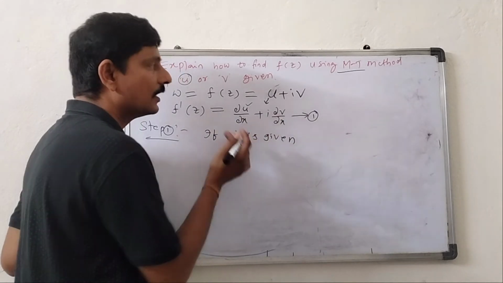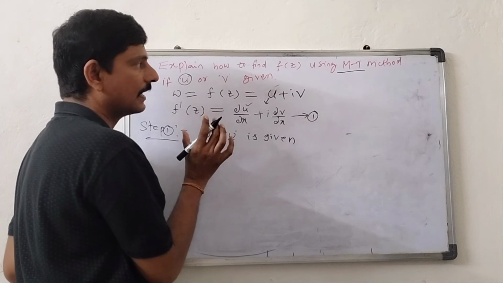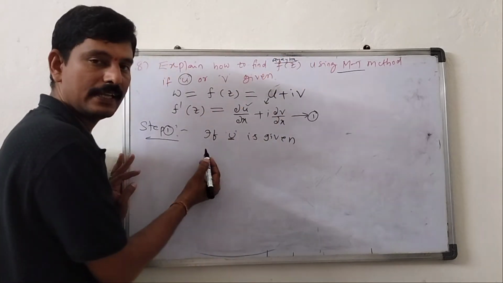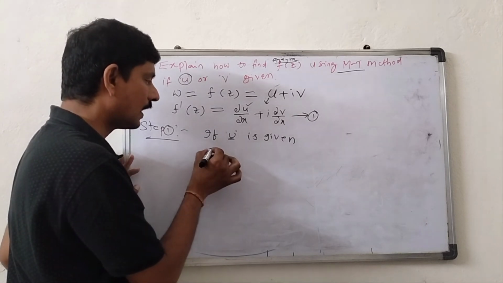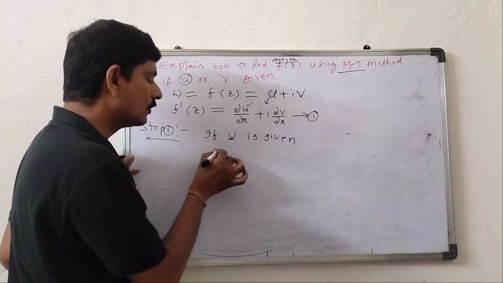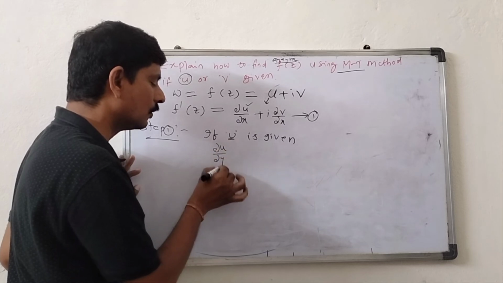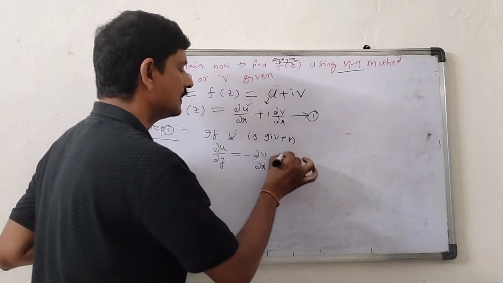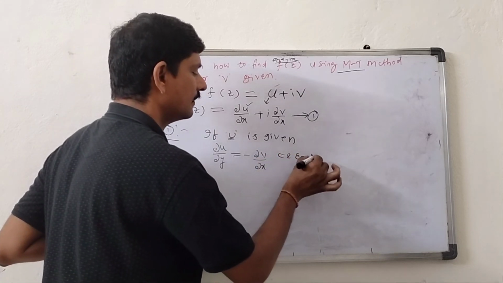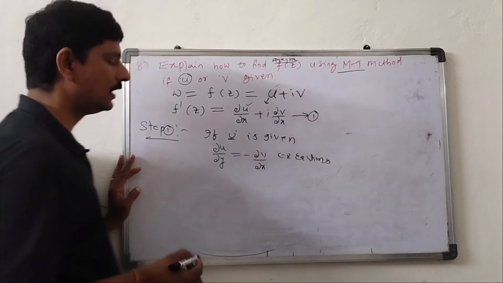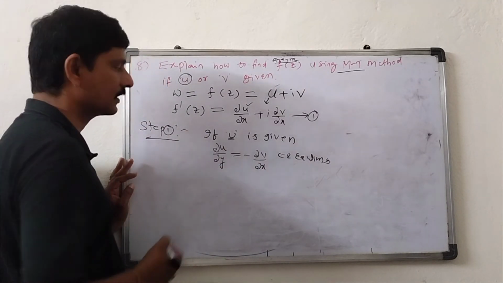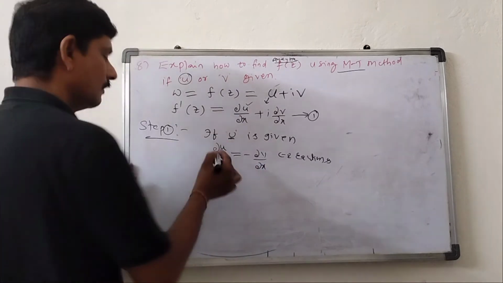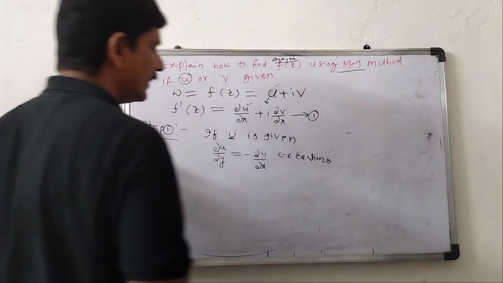How do we change it? Because it is an analytic function, it satisfies the CR conditions. So according to the CR conditions, what do we know? Dou u by dou y is equal to minus dou v by dou x, from the CR equations. Clear? So we substitute for dou v by dou x minus dou u by dou y.